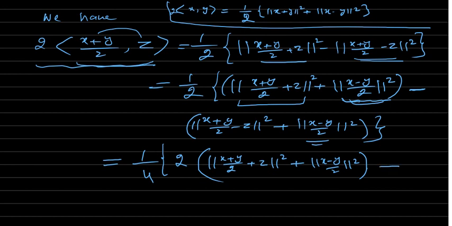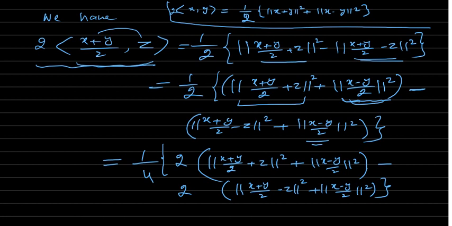Okay, plus twice norm of (x plus y)/2 minus z whole square plus norm of (x minus y)/2 whole square. Okay. Oh, it's a minus here. It's a minus sign here. This is minus here. This is minus. Not so clear? Yes, sir. Okay. Yes, sir.